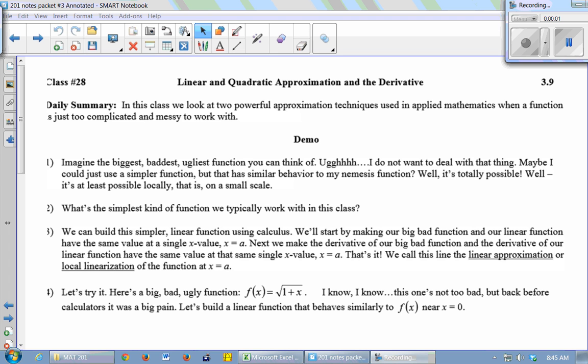Okay, so today we're going to look at two powerful approximation techniques, often used in applied mathematics, when a function is just too complicated and messy to work with. Okay, we can use a simpler function.